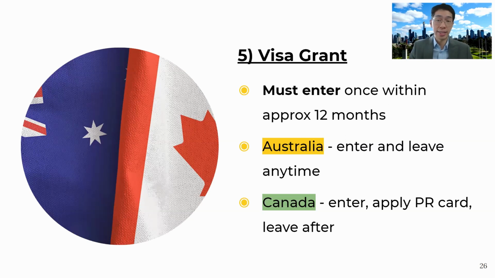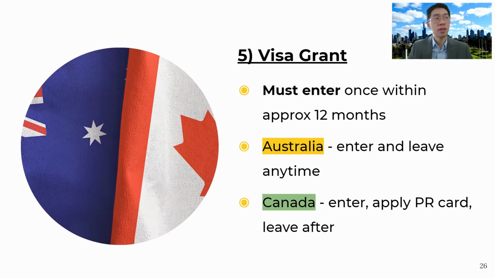In Australia's case, you just enter and you can leave. So you can enter anywhere and then you can leave. In Canada's case, you can enter anywhere, but you have to apply for your PR card and then you can leave after that. I think your PR card, you can get it sent to a local address, like a friend's address, relative's address, or forwarder. But you have to get a PR card before you leave, right?